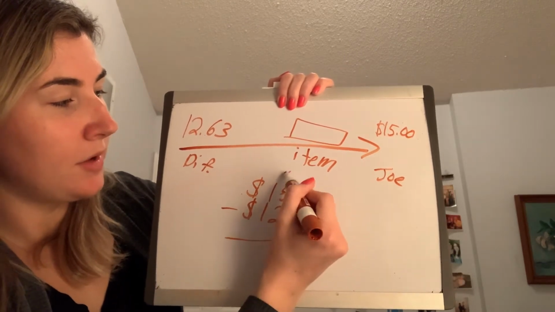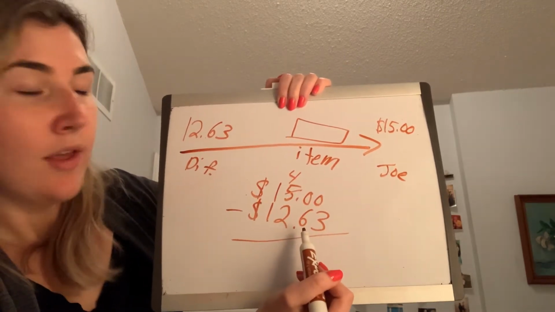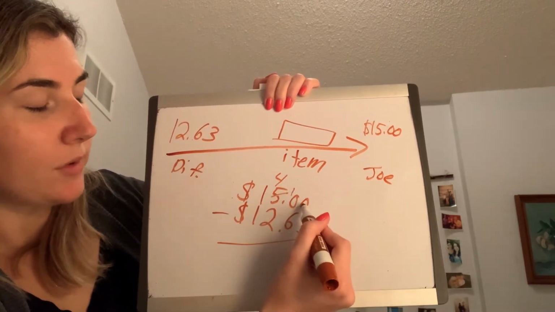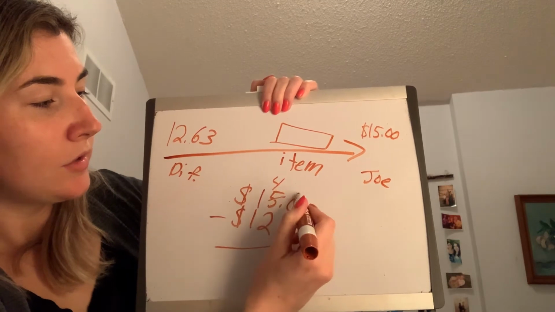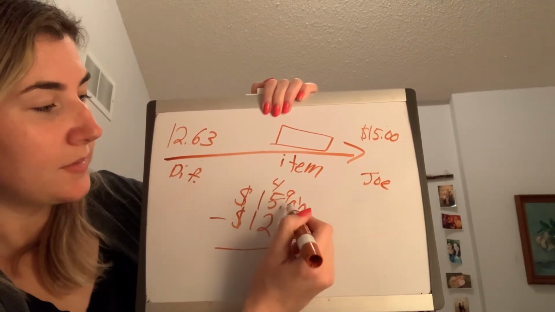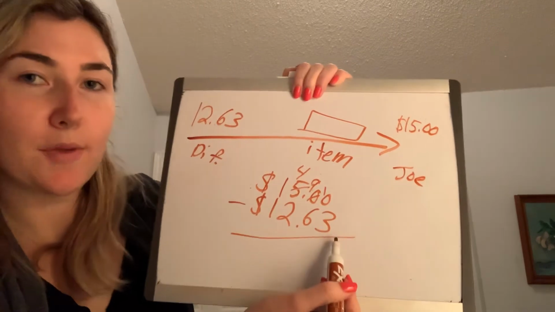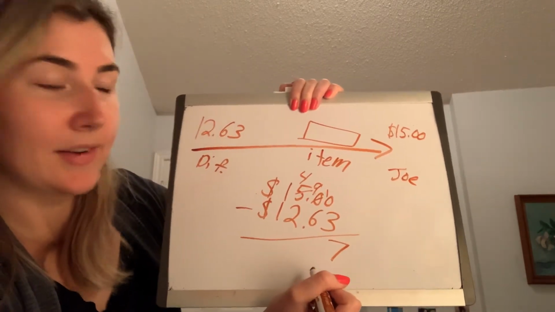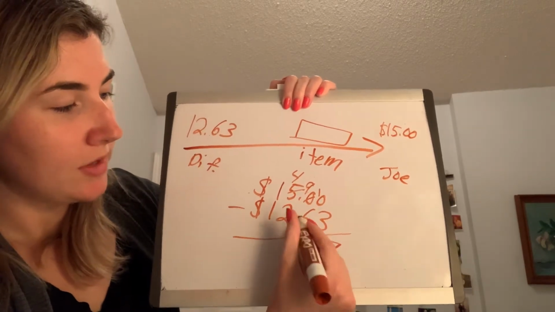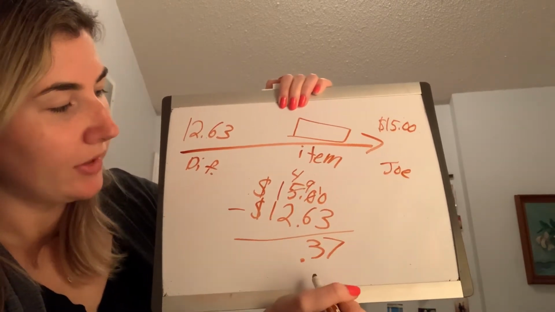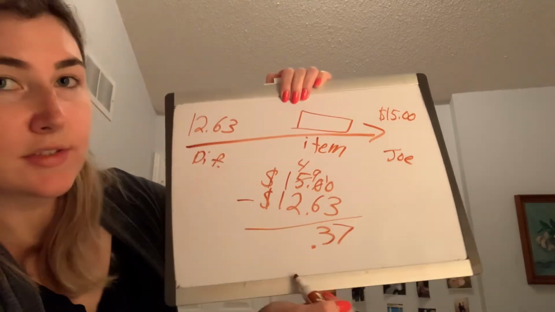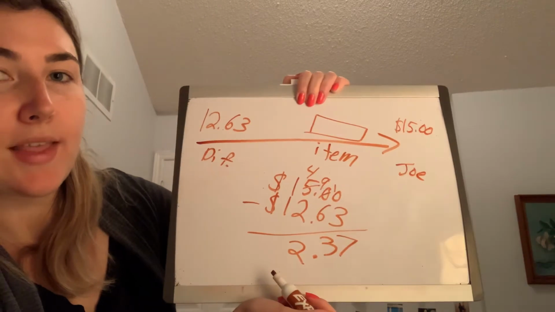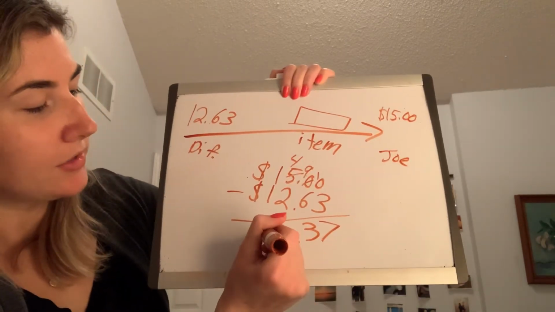We'll have to borrow. This becomes a 4. The next becomes a 10, but we still need to pass that one along, which we'll do, and then this becomes a 9. So next we have 10 minus 3, which will give us 7. We have 9 minus 6, which will give us 3. Make sure we're dropping our decimal point there. We have 4 minus 2 will give us 2. And 1 minus 1 is 0. And the last thing we need to add is our dollar sign.